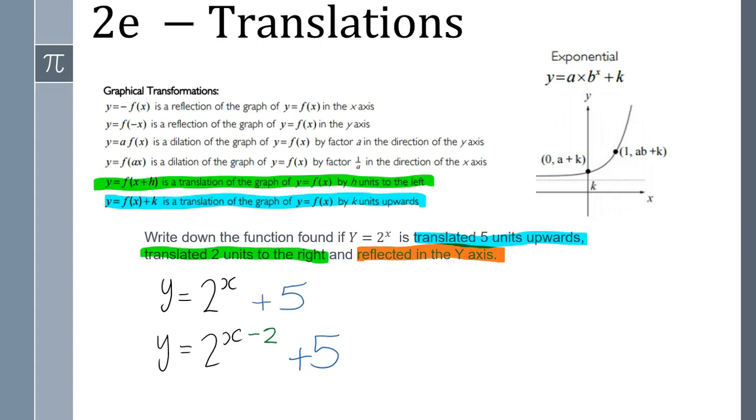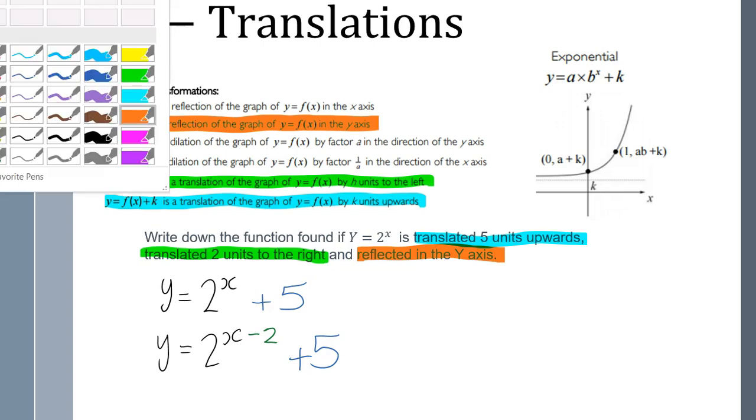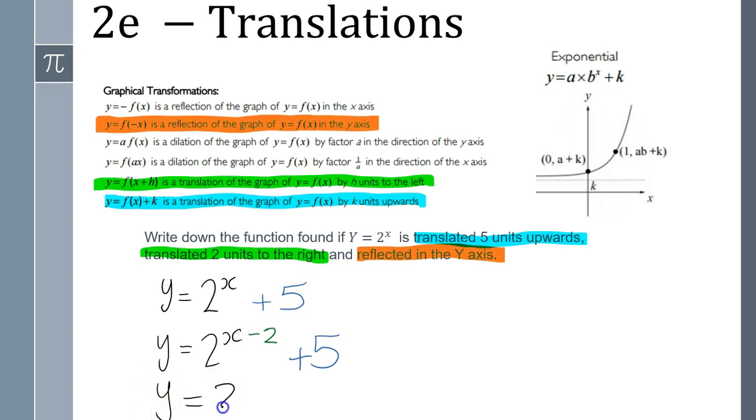We've got one left. We've got reflected in the y-axis. So we're going to have a look. The y-axis is here. Okay, and we change the y-axis by putting a negative directly in front of the x. So let's try that. So we've got y equals 2 to the power of negative x minus 2, plus 5. Okay, so we're doing our translation just the same as cubics. You've just got to be really careful that you're putting the h and the k and the negatives where they need to go.